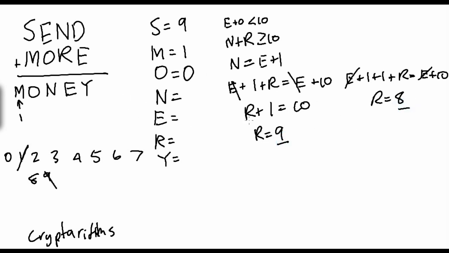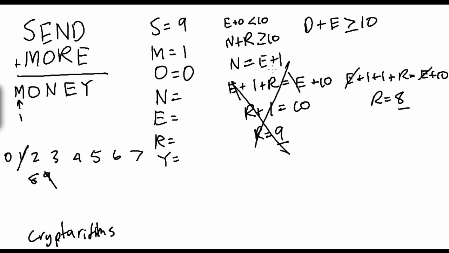But wait a sec. How can R equal 9? S is already 9, right? S is already 9. R can't equal 9. S has already taken 9. So you can take this out, and R has to equal 8. And then we get some more information. If R equals 8, then D plus E has to be greater than or equal to 10 because it carries 1.